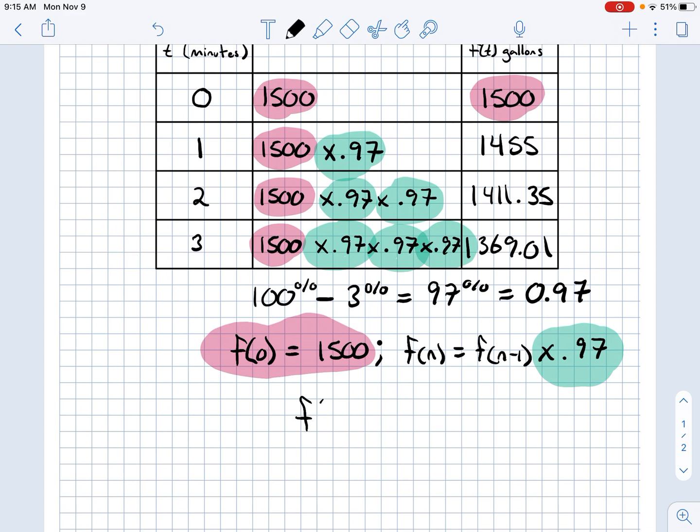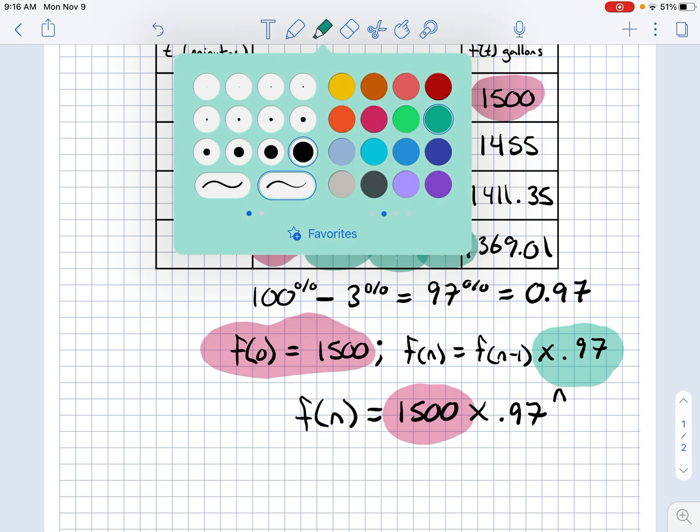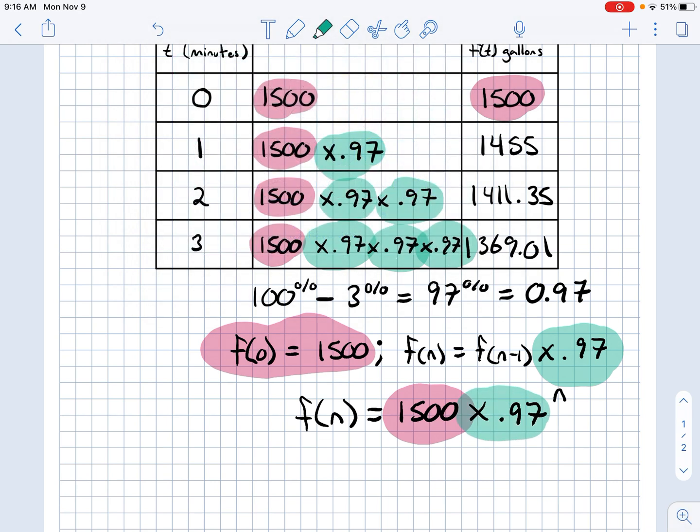Then f of n, the output, equals your start value. This is for your explicit equation, and you're multiplying by 0.97. Repeated multiplication we write as an exponent. So the reason we have just n is because we started with term 0.